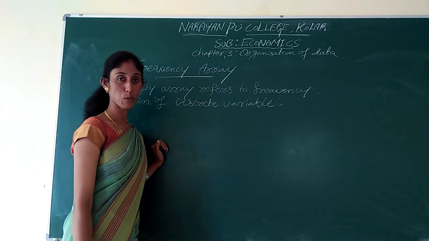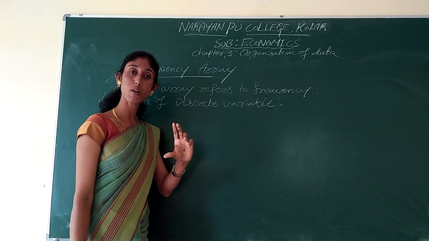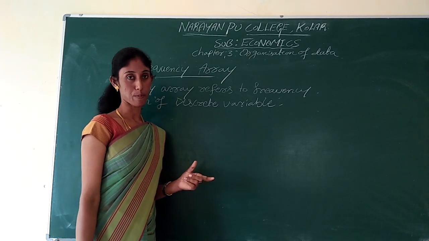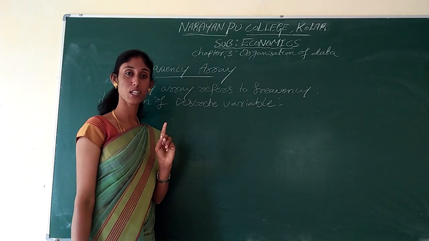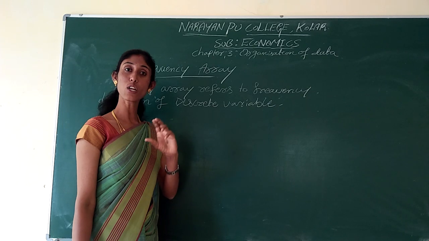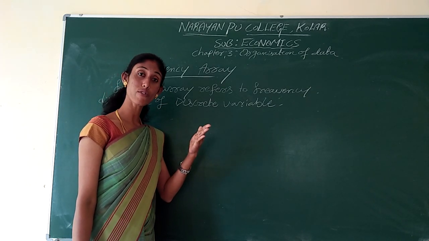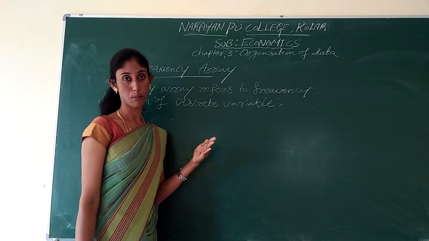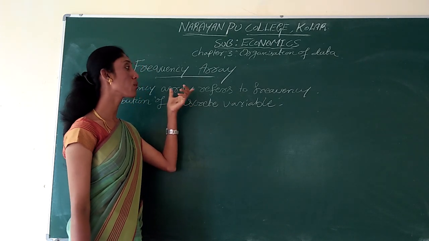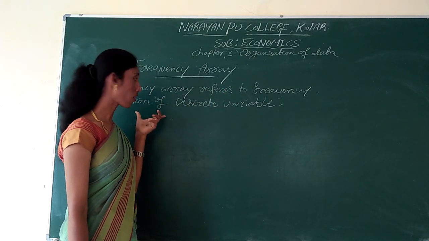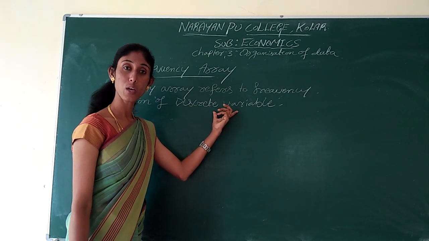Already we have discussed variables, right? Variables means the factors which keep on changing from time to time. In that there are two types of variables: one is continuous variable and the second is discrete variable. Till now we have discussed the frequency distribution of continuous variables. When we do the frequency distribution of a discrete variable, that is called a frequency array.